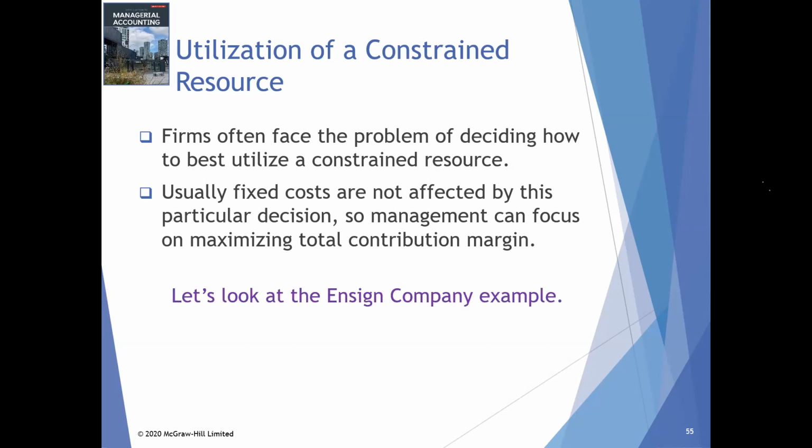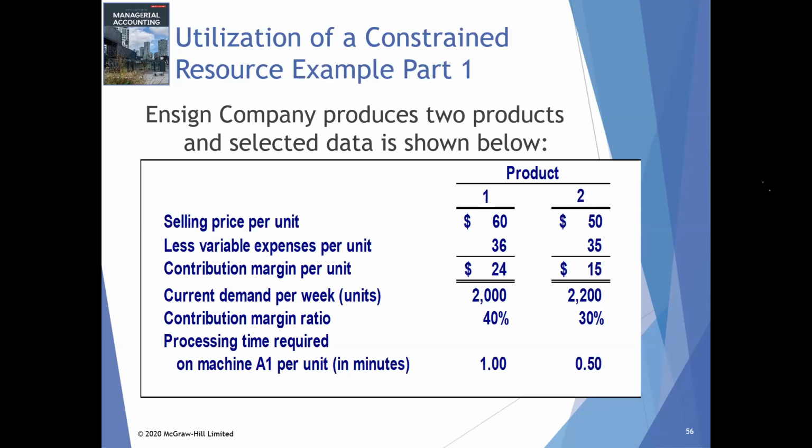So let's look at one example. This example is here in front of you. This company produces two products and selected data is shown below. Product 1 and product 2. The selling price is 60 for product 1 and 50 for product 2. Variable expenses per unit are also given, 24 and 15 respectively. Current demand per week is 2000 and 2200 for these two products.